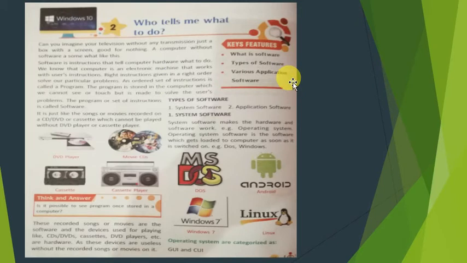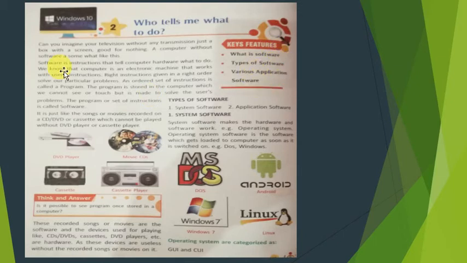Hardware are those components of the computer which we can see and touch. Like you can touch your desktop, you can touch your CPU, your UPS. These are hardware, while the components which we cannot touch and see are called software, which are embedded inside the computer system. In this chapter we will be discussing software: what is software, types of software, and various application software.